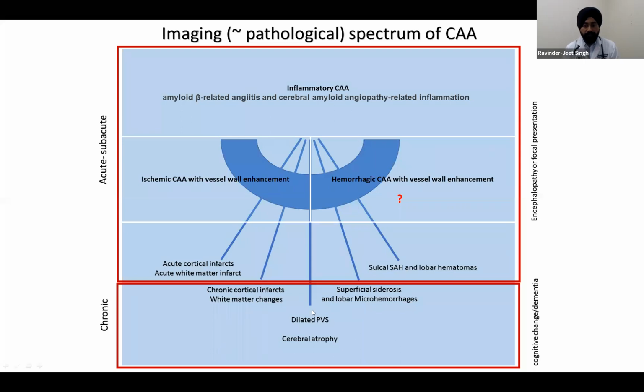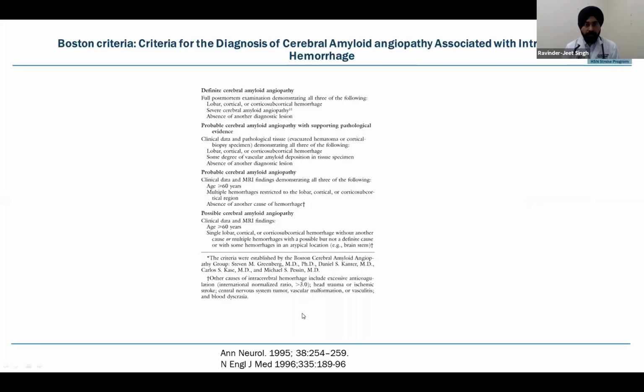And this is also being recognized as a novel marker. And looking at the original Boston criteria, again, the theme is very simple. The theme is you want to capture the age, which should be older population. You want to capture that there is lobar presentation in the hemorrhage. And third, you want to rule out any other causes which can have a similar presentation. So that's kind of a triad for diagnosing and development of this criteria.